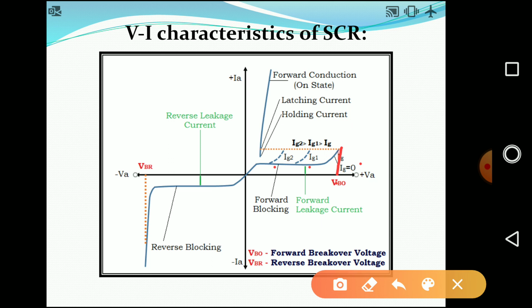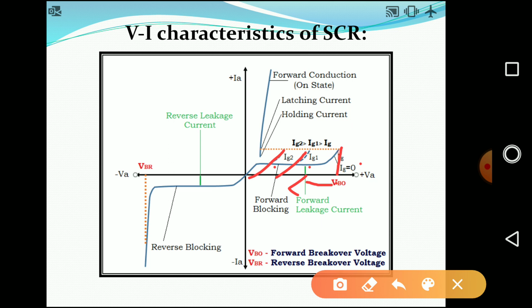So practically we apply a gate current, and in the graphical representation, as the gate current increases, initially it was Ig0, Ig1 and Ig2. As the gate current increases, the SCR takes less time, that is, it turns on at this point. The relation between Ig and turn-on time is that they are inversely proportional. If we increase the gate current, the SCR takes less time to turn on.